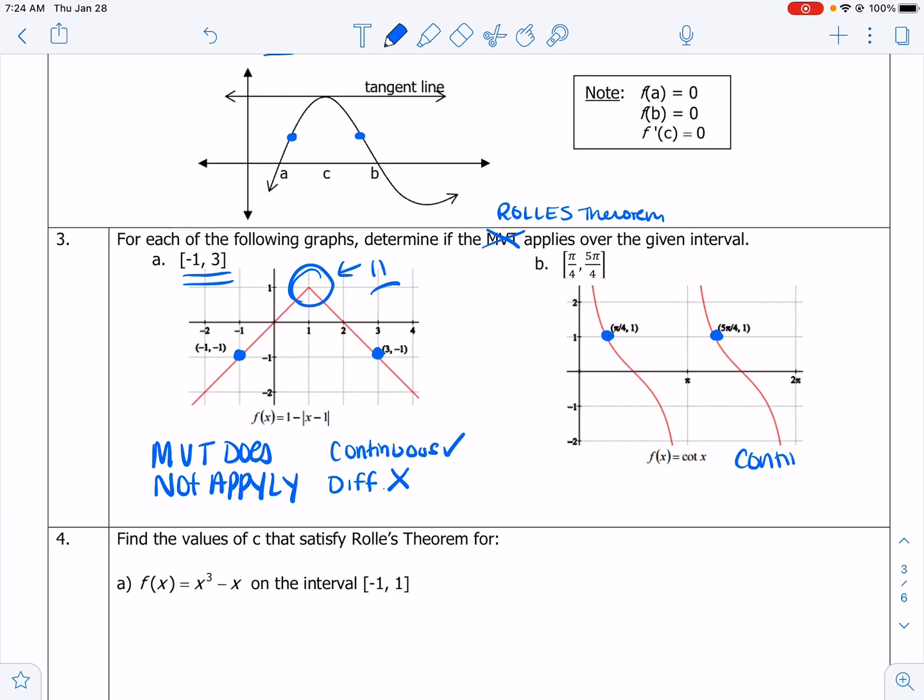Is it continuous? No, it's not even continuous. So it's not continuous. Again, MVT does not apply. I'm not even answering that question any further by just saying it does not apply. Okay? All right, let's take a look, guys, at number 4.